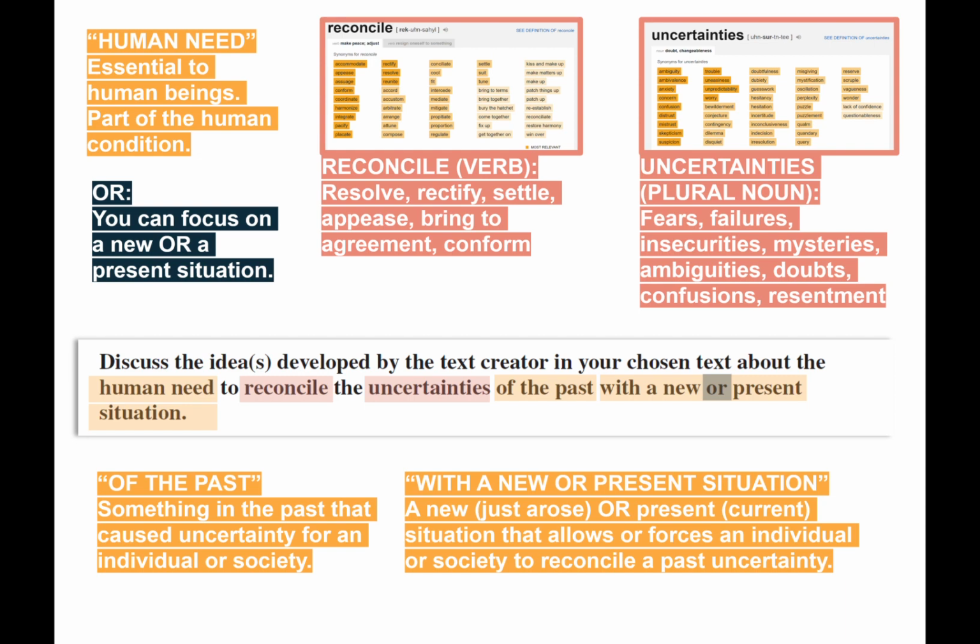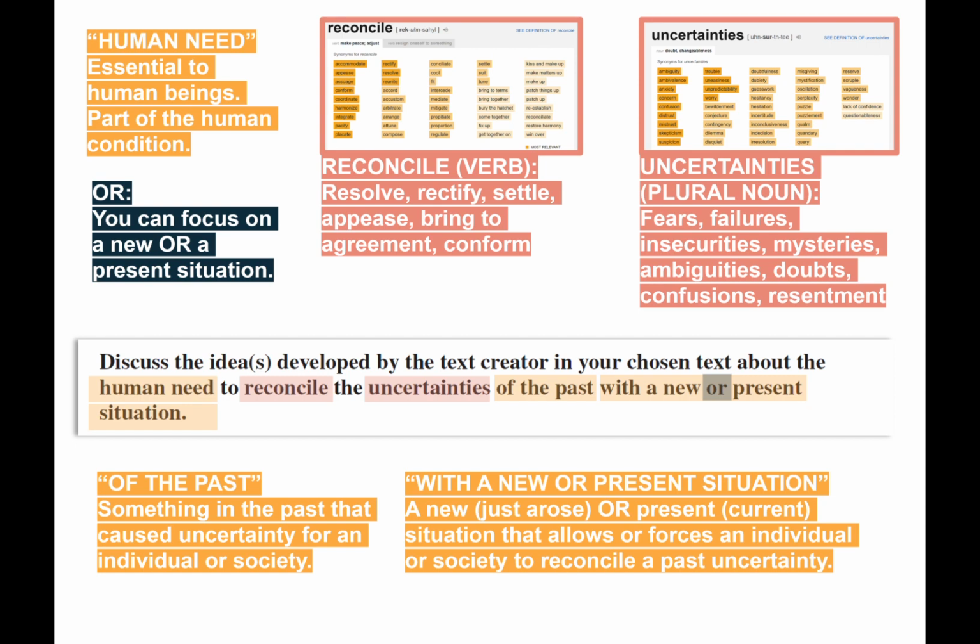Next, I highlighted of the past in yellow. Of the past tells me that I need to focus on something specifically in the past that caused uncertainty for an individual or society. So something that has stayed with that person or society, something that haunts them or causes them to feel uncertain or insecure.